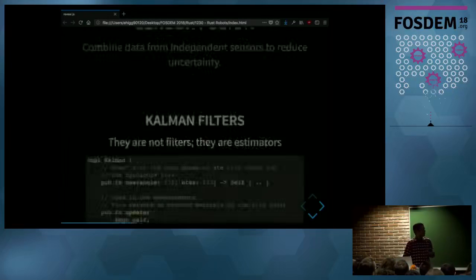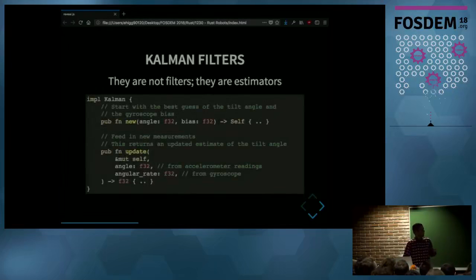There are many ways to do sensor fusion, but a Kalman filter is appropriate in this case. Now we'll go into the details of the math behind Kalman filters, but I should say that they are not actually filters, but system state estimators. And for this Kalman filter, I have chosen a state of the tilt angle and also the gyroscope bias.